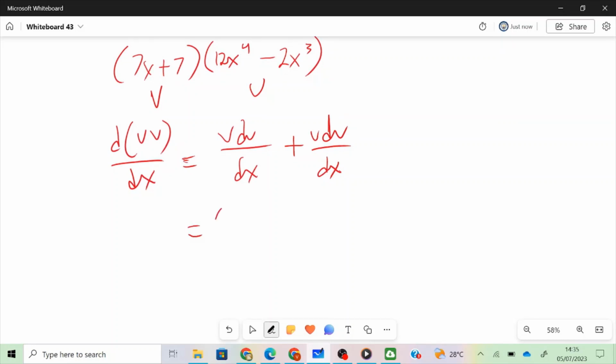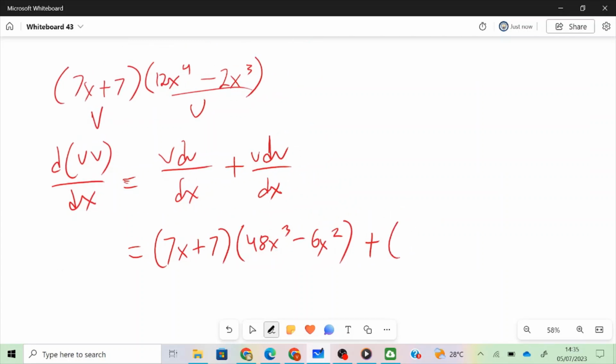Our v, in this case 7x plus 7, into our du/dx, that's the derivative of this here, which is 48x to the power 3 minus 6x squared, plus our u dv/dx, our u, that is our 12x to the power 4 minus 2x cubed, into our dv/dx, that's the derivative of 7x plus 7, which is 7.